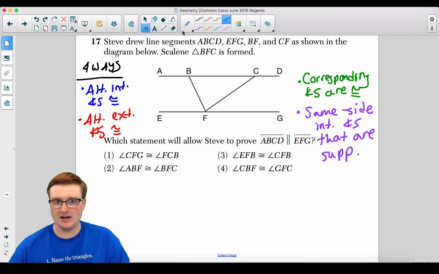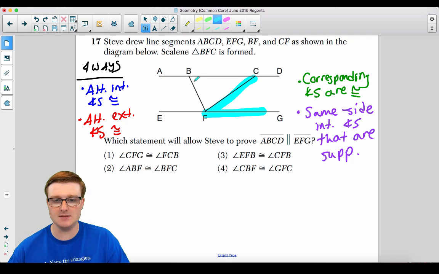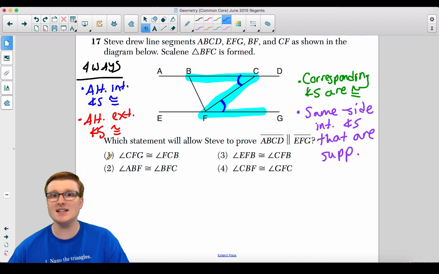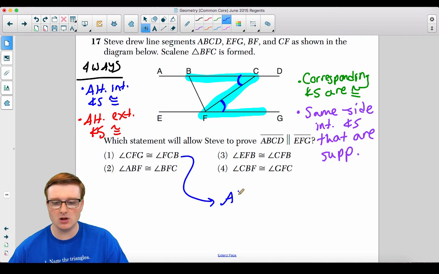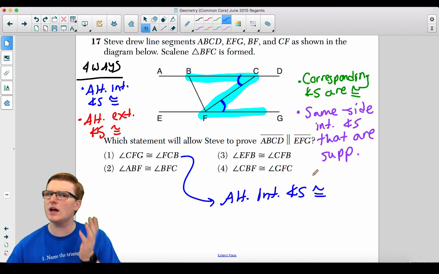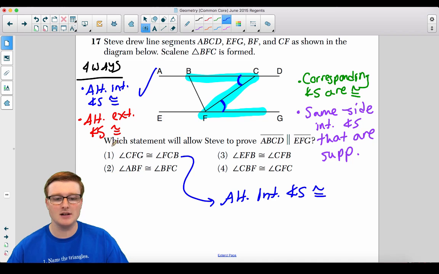Well, if we go back to our question, it says, how do we prove these 2 lines parallel? Well, let's take a look at choice 1. Choice 1 is saying that the measure of angle CFG, which is over here, is congruent to FCB. Whoa, wait a minute. That's a Z. Now, your geometry teacher could have taught you the Z formation. These 2 angles are alternate interior angles. So choice 1 is showing alternate interior angles that are congruent. Is that one of the ways that could prove lines parallel? Yes, it is. It's right there. So that is going to be choice 1 for number 17.